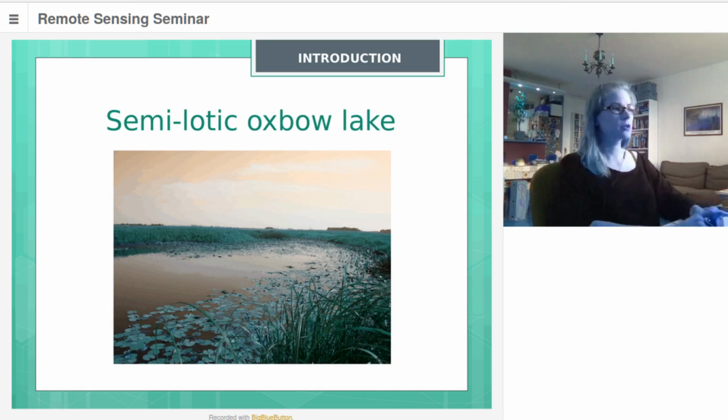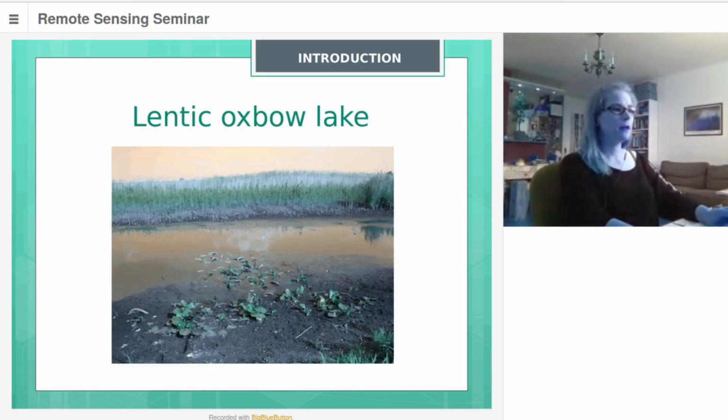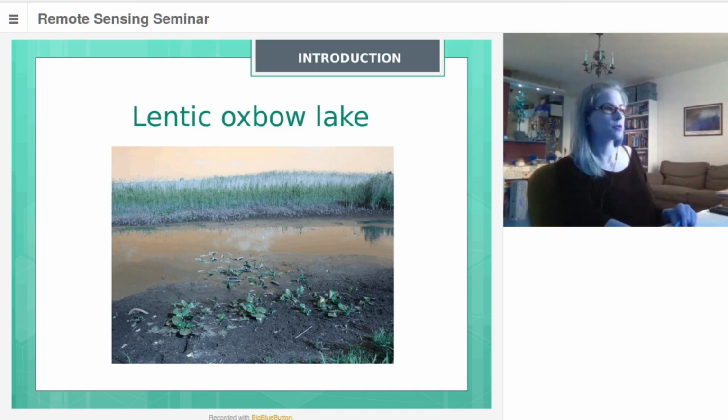Here we have a photo of a semi-lotic oxbow lake in Biebrza, from the study site. There is a lot of water there, and it is in quite good condition. And here we have a blended oxbow lake. There is much less water in it, and it is more turbid, and the quality of this water is worse.